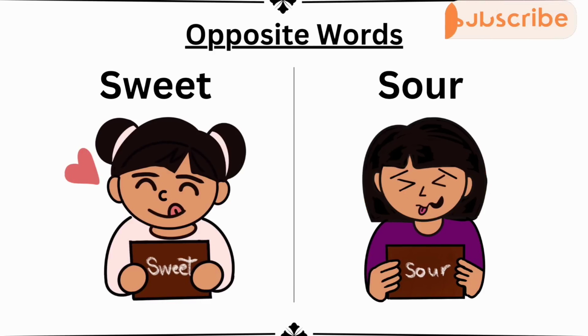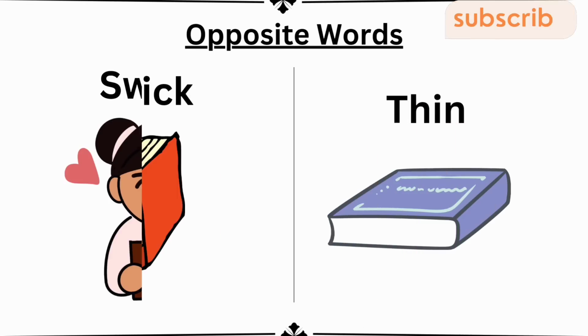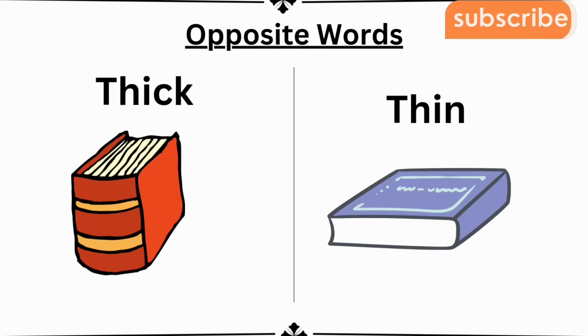Sweet. She likes to eat sweet. Sour. She doesn't like to eat sour. Thick. This book is thick. Thin. That book is thin.